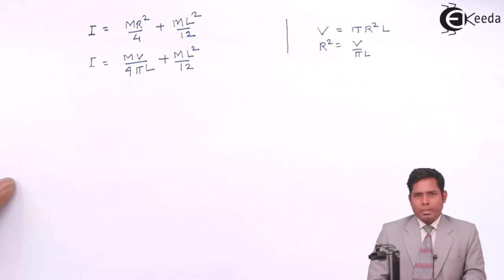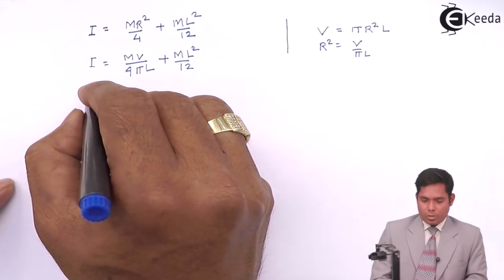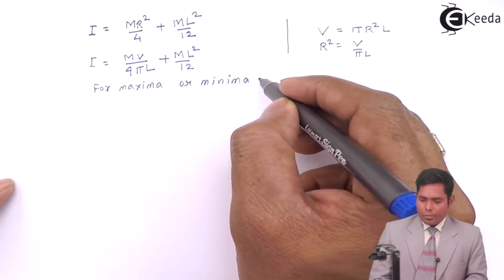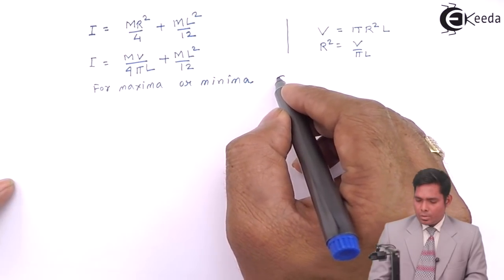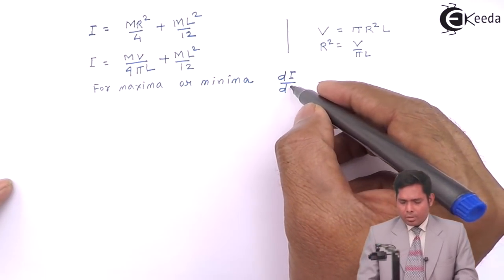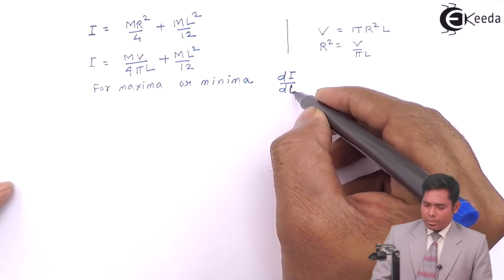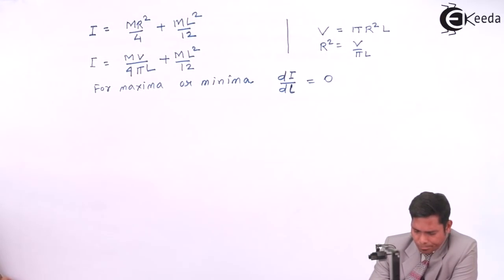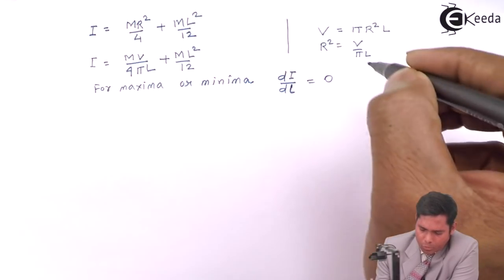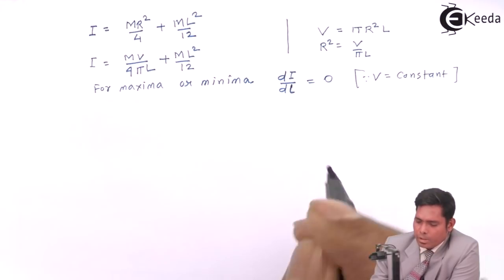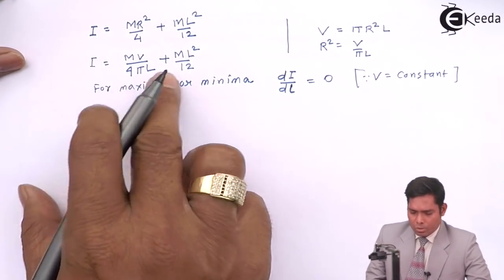For maxima or minima of a function, we have to find the first derivative and that should be 0. Here it is dI with respect to dL, I with respect to L I am taking, and it should be 0. The volume has to be constant. I am keeping the volume constant. Not given, a little ambiguous, but still we will consider the volume as constant because it is always.